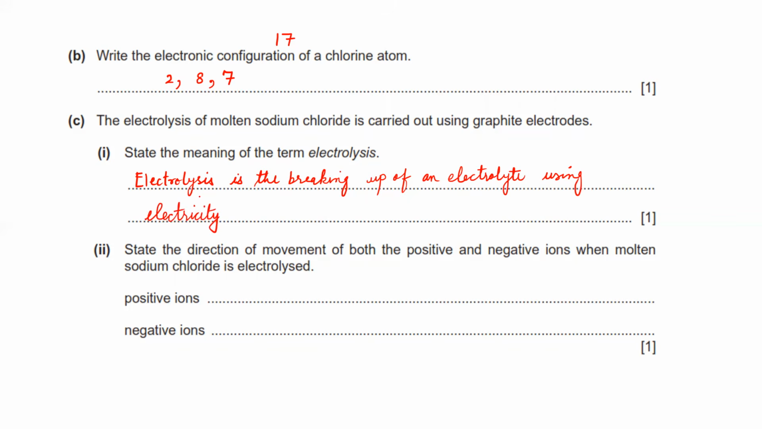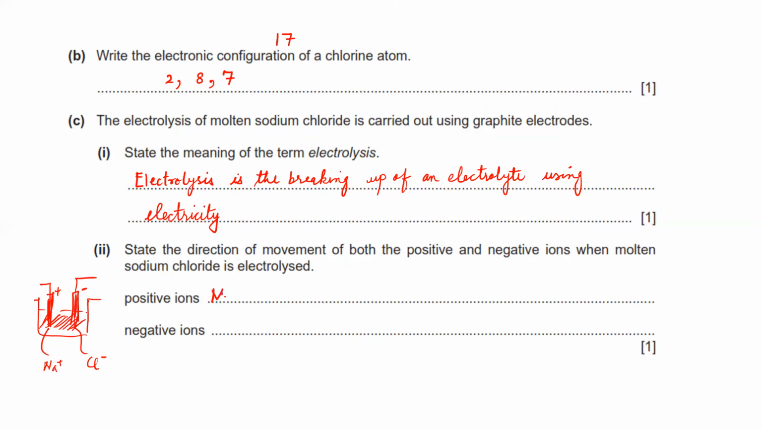Okay. Then part 2, state the direction and movement of positive and negative ions when molten sodium chloride is electrolyzed. So for example, in this crucible, we have sodium positive and Cl negative ions, or molten sodium chloride. We have a graphite electrode here. We have a graphite electrode. So this is positive, this is negative. Okay. So the direction of positive ions.